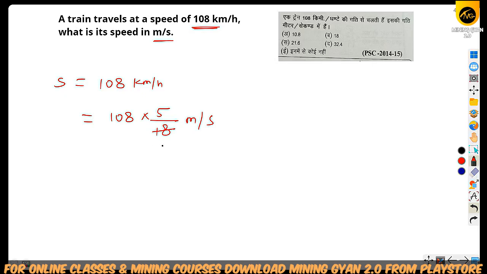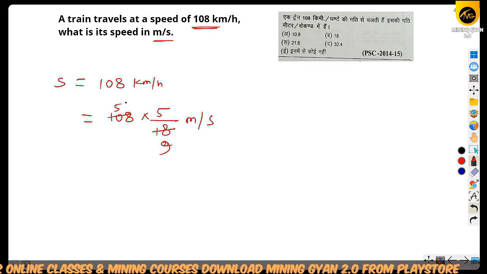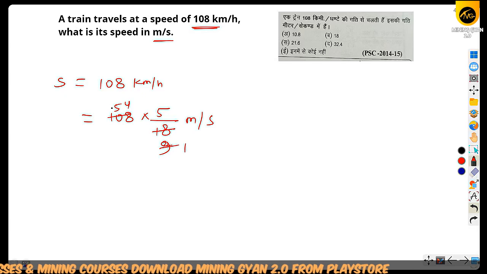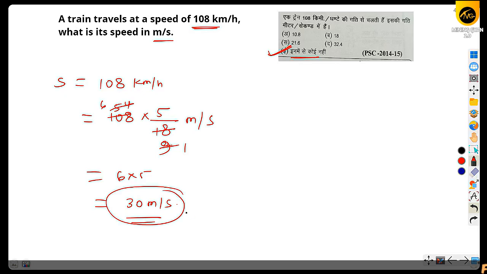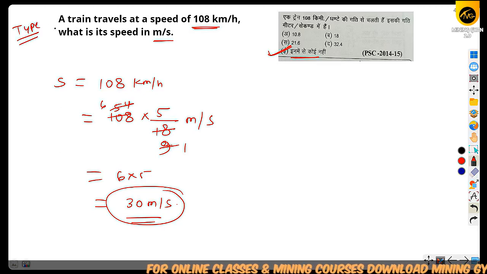So 18 times 6 is 108, so 6 into 5, it will be 30 meter per second. So the answer will be, in this case, none of the above. Okay, because the answer will be 30 meter per second and we do not have 30 meter per second in the options, so the answer will be none of the above. So this is the first type of question, or you can say the easiest type of question in speed, time and distance. So this is type 1. Okay, let's do another example.